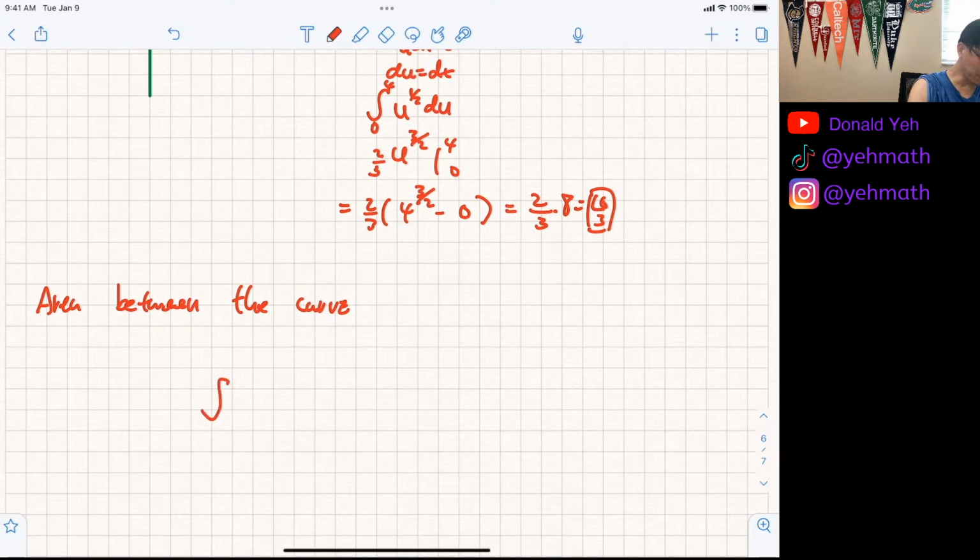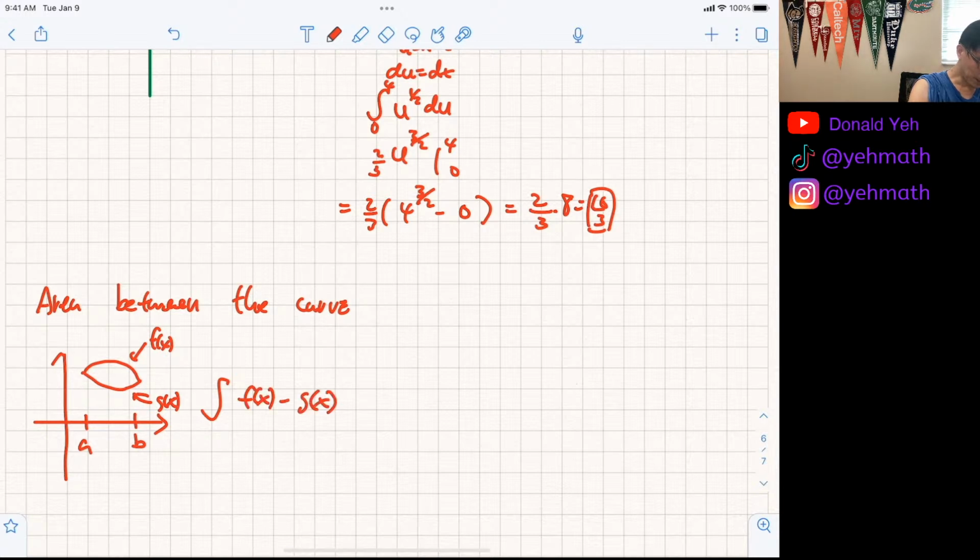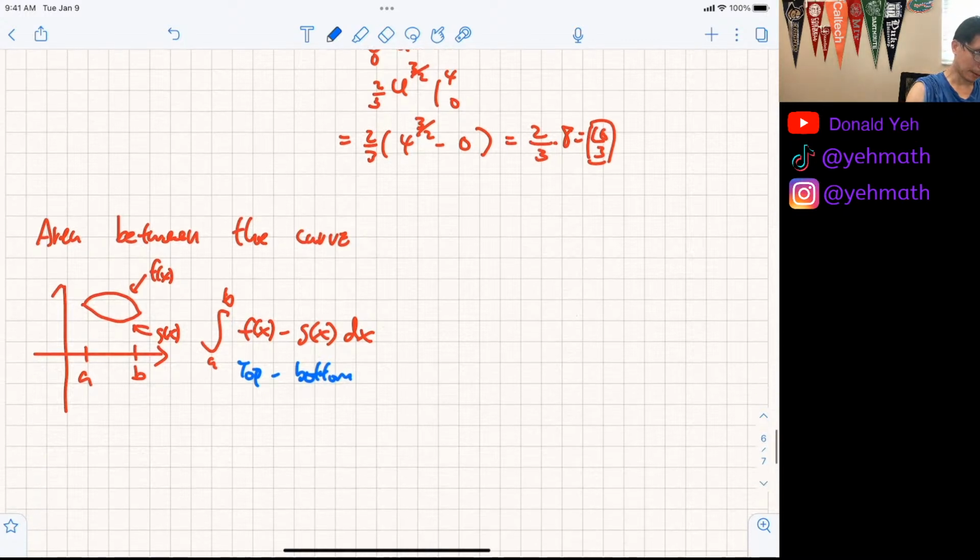If I have something like this between A and B, and the top part is f of x and the bottom part is g of x, it's going to be the integral of top minus the bottom dx, between A and B. So the way to think about it is always top minus bottom. Hopefully you guys remember this. I definitely remember that graph.